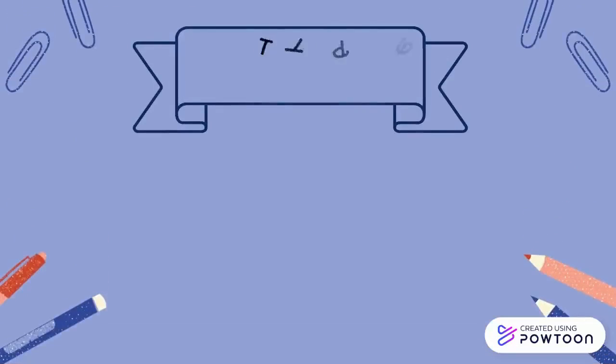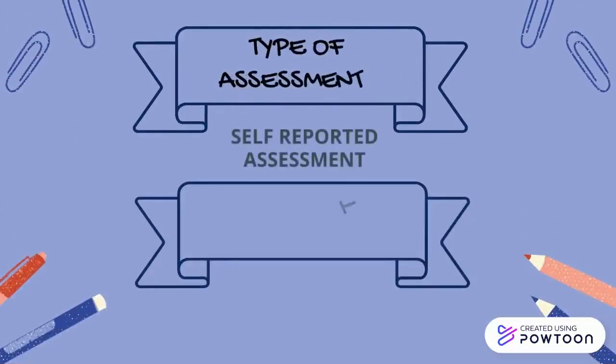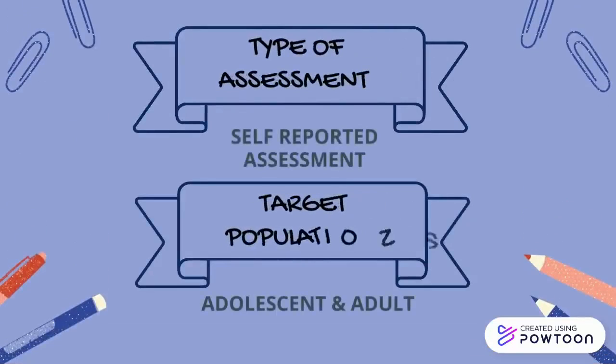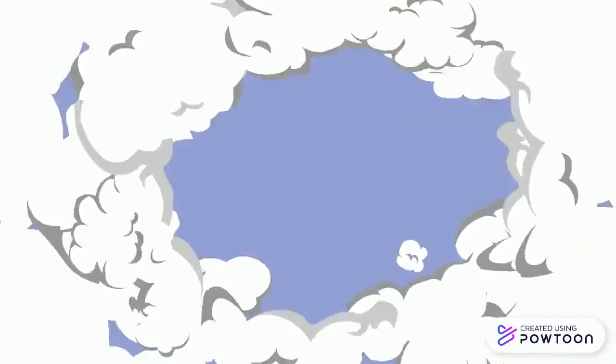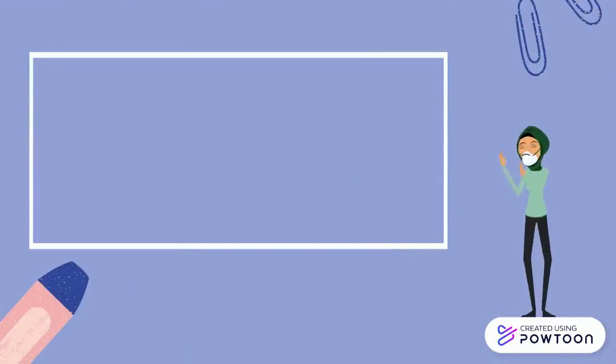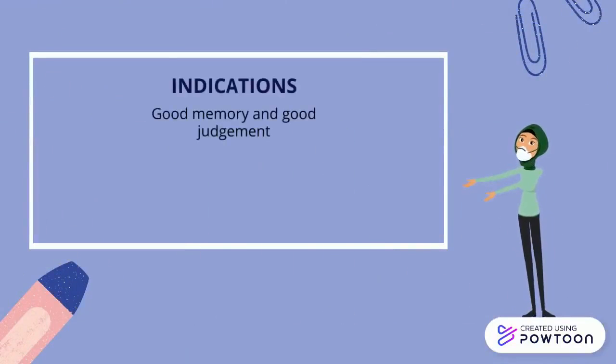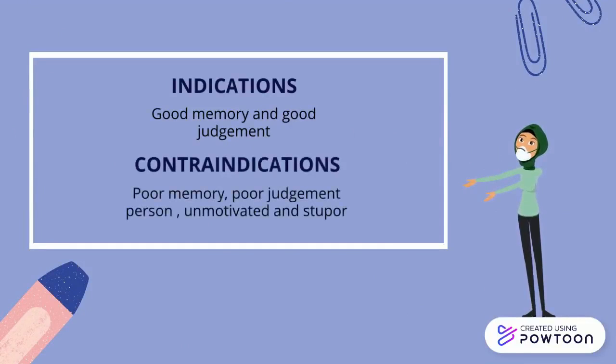The type of assessment is self-reported assessment, while the target population is adolescent and adult. Work, daily living tasks, recreation, and rest are the components being assessed in this assessment. Indications. It is used for a patient that has good memory and good judgment. Contraindications. Poor memory, poor judgment, unmotivated, and stupor.